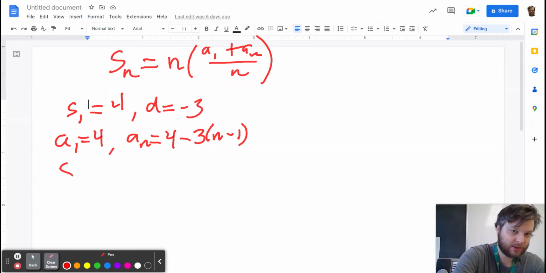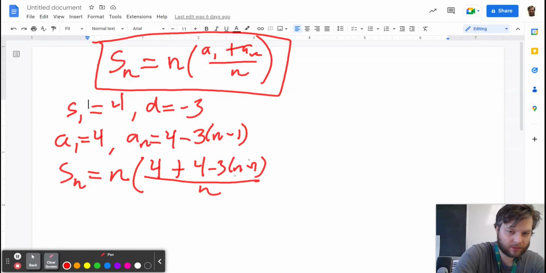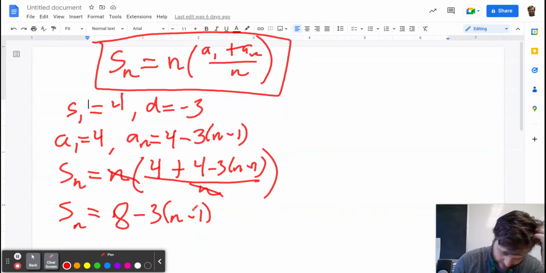So write down the sum formula. N times (A1 plus AN) over N. I could leave it like that, but there's some nice simplification that can happen. N divided by N cancels out. 4 plus 4 is 8. So I have 8 minus 3 times N minus 1.